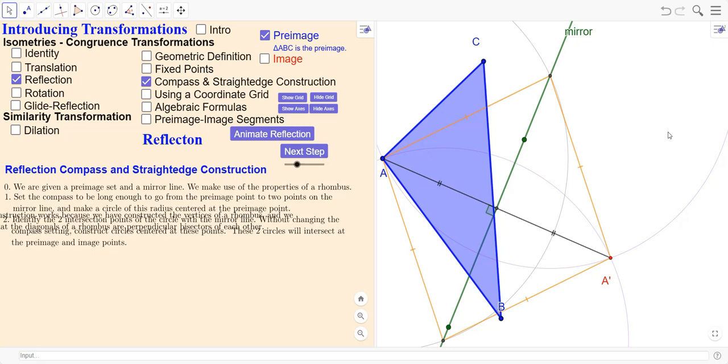So what do we know? We know that is a rhombus. Again, it's dynamic. It doesn't matter where we put point A.